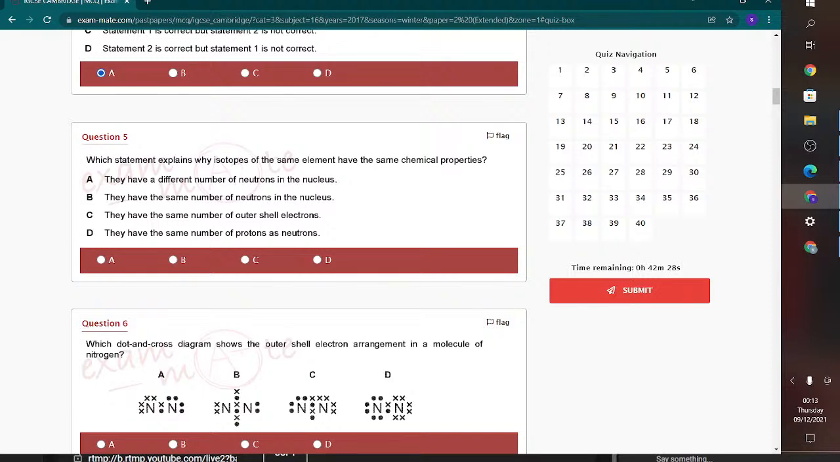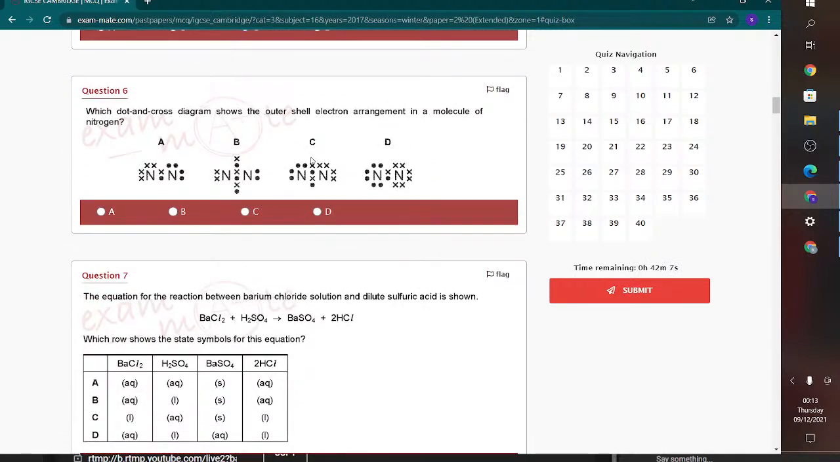Which statement explains why isotopes of the same element have the same chemical properties? That's because they have the same electronic configuration. Different number of neutrons, no. Same number of neutrons, that's not true. Same number of protons as neutrons, even that's not true. Therefore, the answer is C, because they have the same number of outer shell electrons.